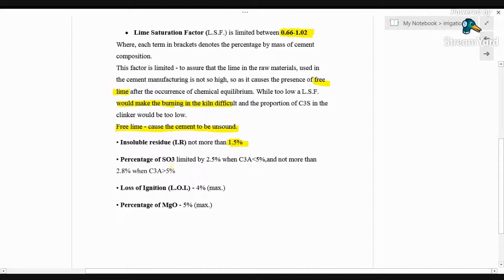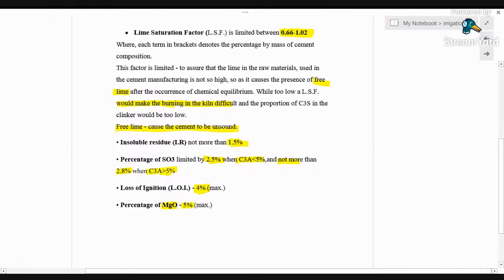The percentage of SO3 is limited to 2.5% when the tricalcium aluminate is less than 5%, and it should not be more than 2.8% when the tricalcium aluminate is more than 5%. And loss on ignition should be a maximum of 4%. If it is more, more heat will be liberated, more cracks will be generated and more atmospheric moisture will penetrate into the structure. As a consequence, the durability of the structure decreases and ultimately the structure will collapse. And the last one is the percentage of magnesium oxide, which is also limited to 5%.